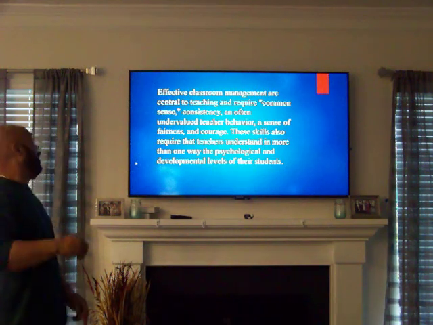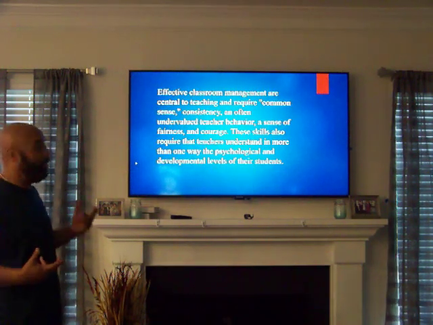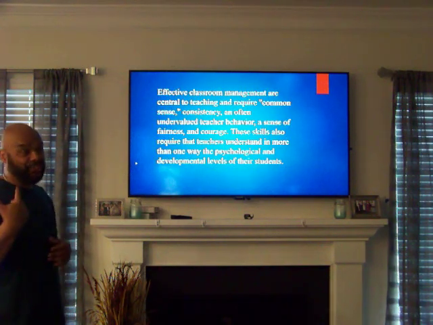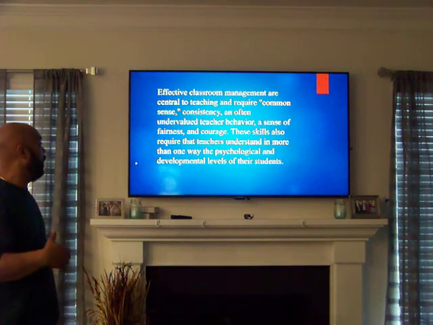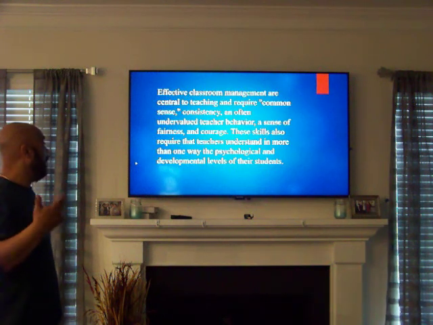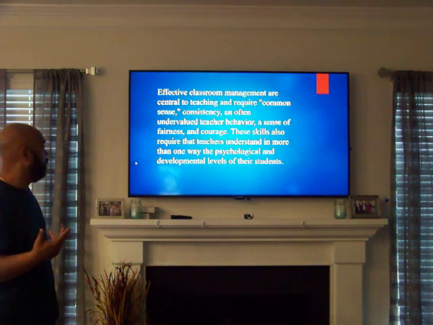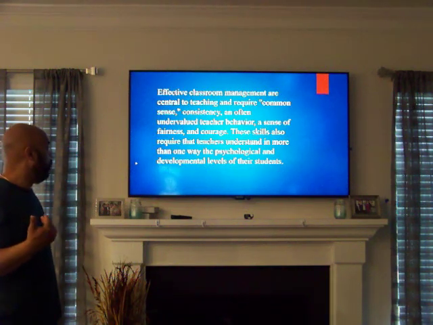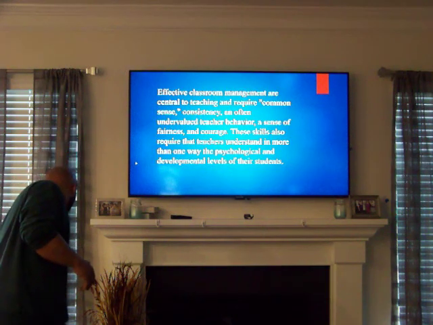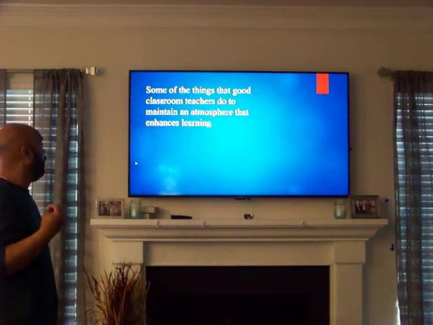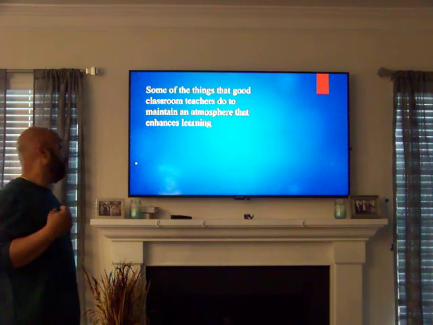Then we're going to look at effective classroom management, which basically requires common sense, with the teacher having consistency, a sense of fairness, courage, and these skills that require teachers to understand more than one way of psychological and development levels of their students. And some of these things are good for classroom teachers that maintain an atmosphere to enhance learning.